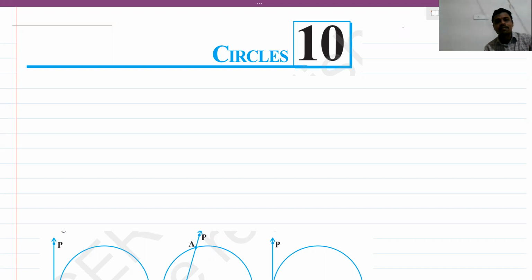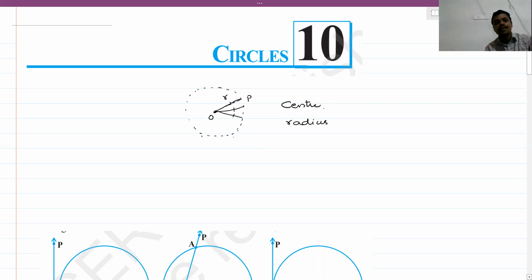It is a set of infinite points which are equidistant from a fixed point, and it is called a circle. That fixed point is nothing but the center of the circle. See here, this is a set of infinite points, which are equidistant from the fixed point, which means this distance and this distance and this distance will be the same. So this fixed point is called the center of the circle, and the fixed distance is called the radius of the circle.